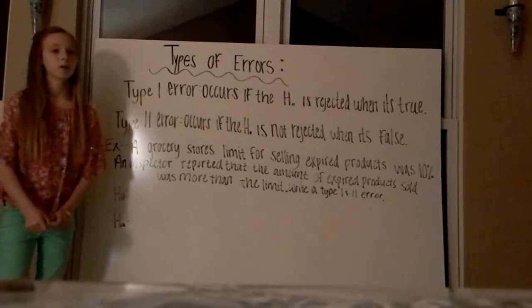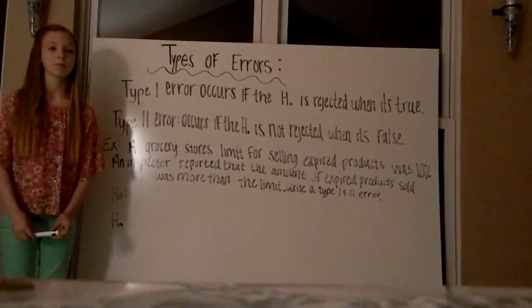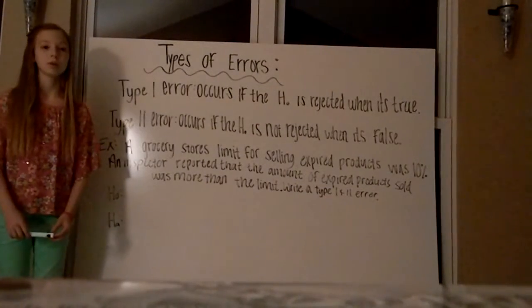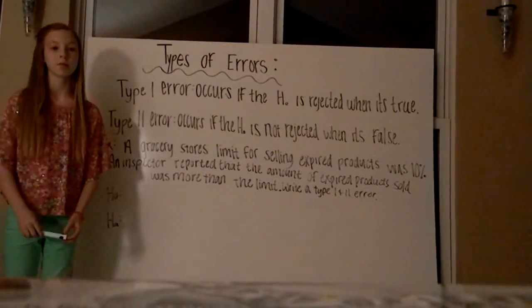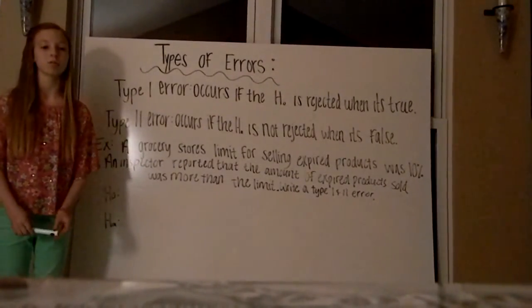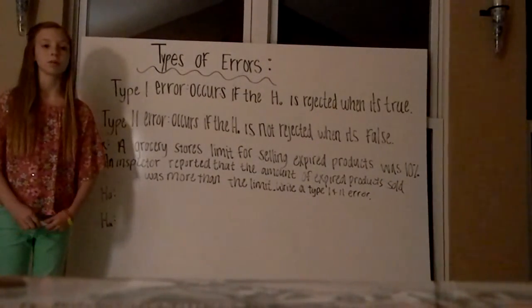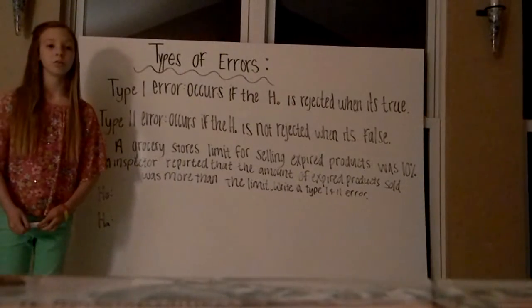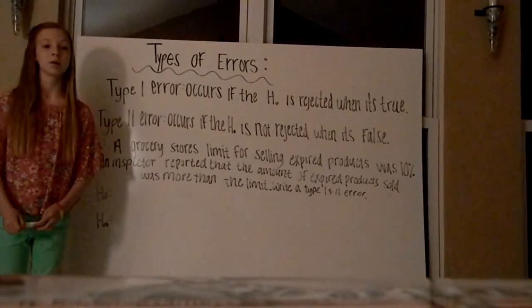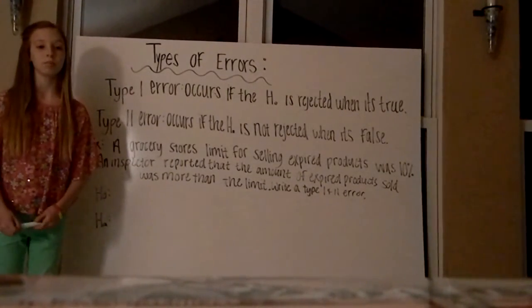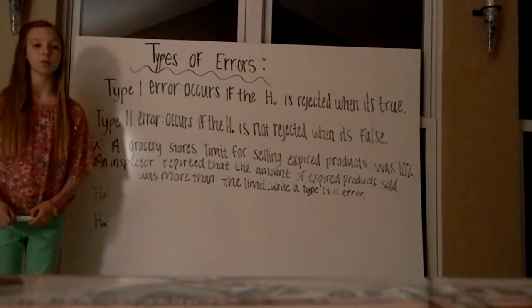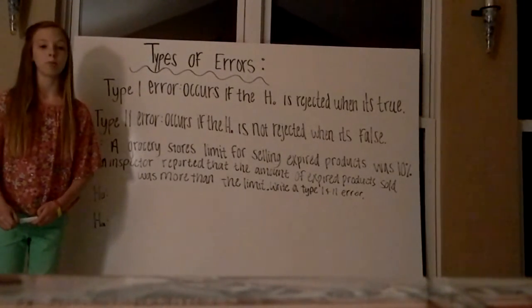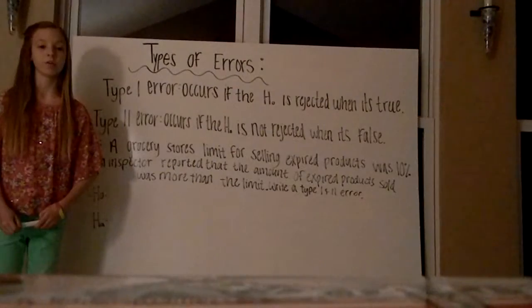Types of errors. No matter which hypothesis represents the claim, you'll always begin a hypothesis test assuming the null hypothesis is true. Then you will make one of two decisions: 1, to reject the null hypothesis, or 2, to fail to reject the null hypothesis. There is always a chance your decision may be wrong because you're basing your decision on a sample, not a whole population. Which brings us to our two types of errors.